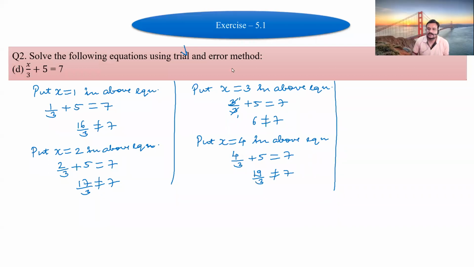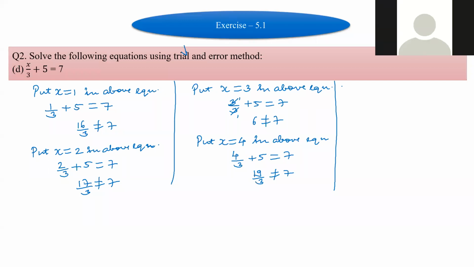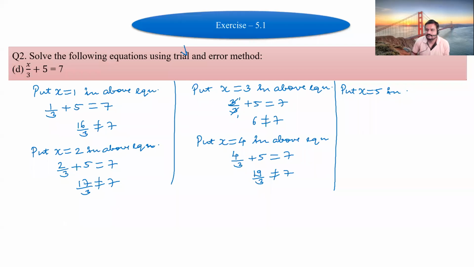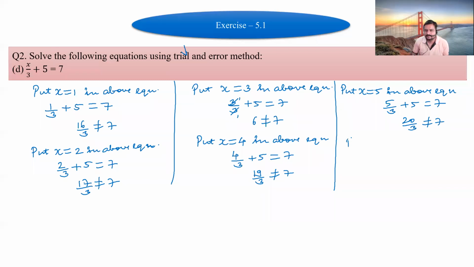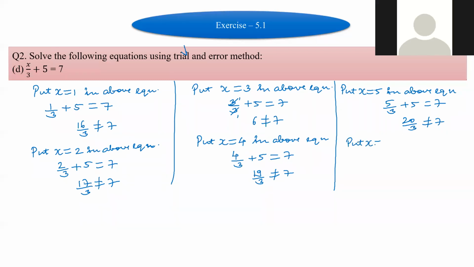Next, what will we put? Put x is equal to 5 in the above equation. Then we will write 5 upon 3 plus 5 is equal to 7. 20 upon 3 is not equal to 7. Next, what will we put? Then put 6.